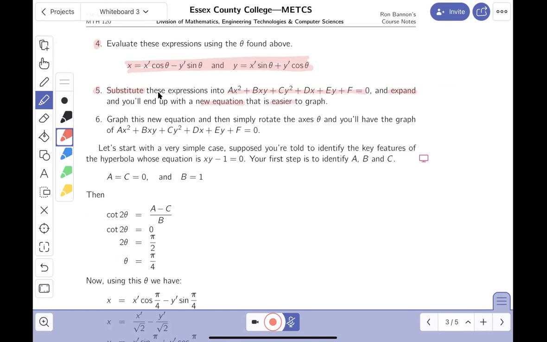What are we going to do then? Graph the new equation and simply rotate by theta to find the graph of the original equation. And we'll talk about that with good pictures. I realize graphing is difficult. Let's start with a very simple example.